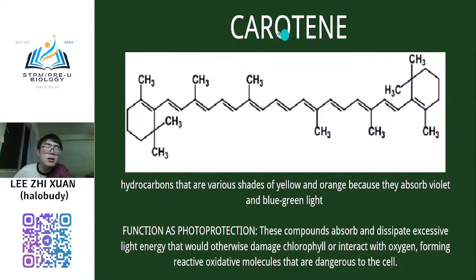Another important pigment is carotene. So this is the structure of carotene. Normally the color of carotene is yellow and orange, various shades of yellow and orange, because carotene absorbs blue-green light. So the opposite of the blue-green light is orange color.